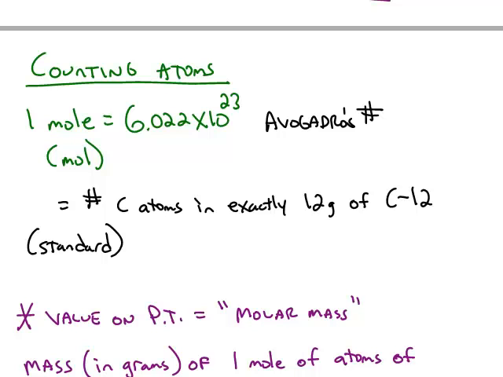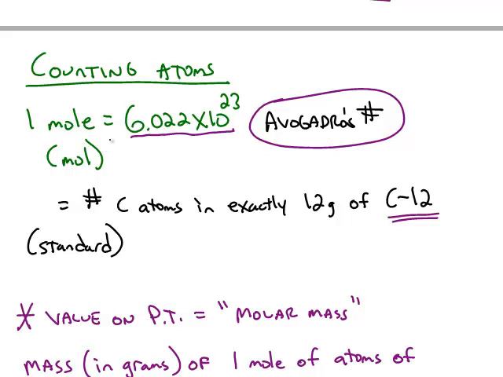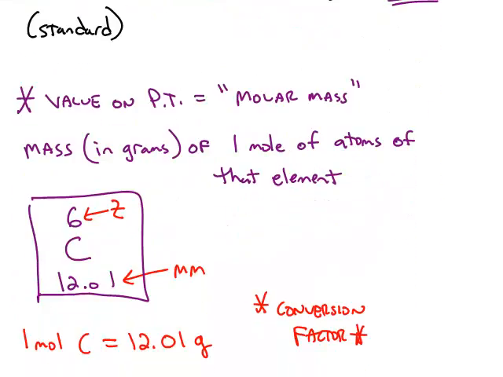The atomic masses of all of the elements that are listed on the periodic table are all based on a standard, and that standard is the carbon 12 standard. When you count the number of atoms in 12 grams of a pure sample of carbon 12, that number of atoms works out to be 6.022 times 10 to the 23rd, which is called Avogadro's number, which is also called a mole of atoms. So the value on the periodic table, the atomic mass, is also the molar mass.